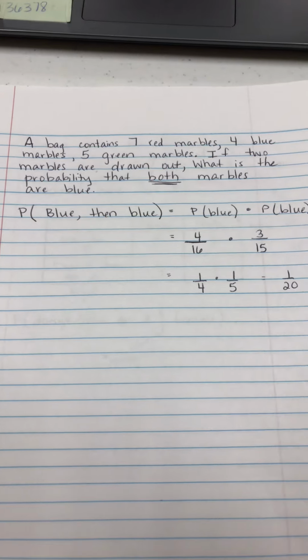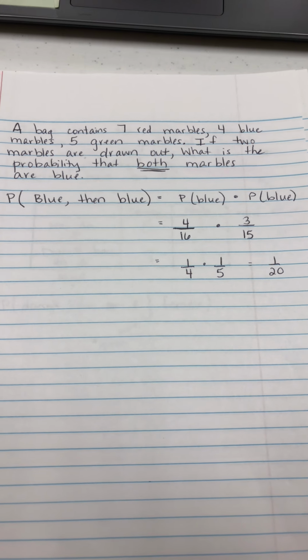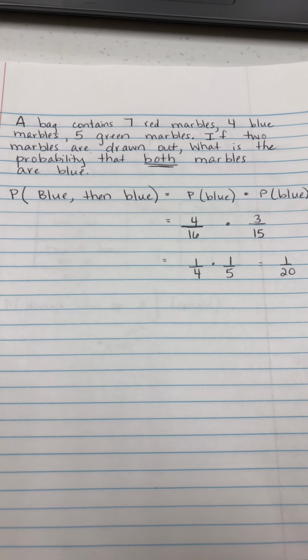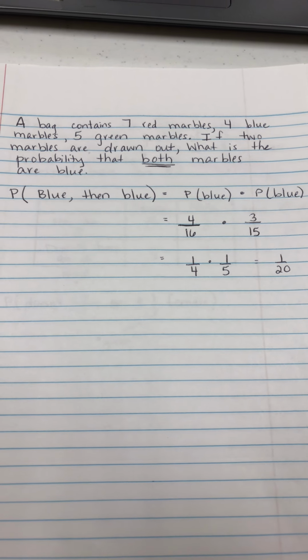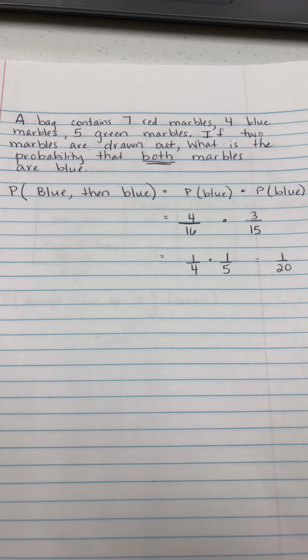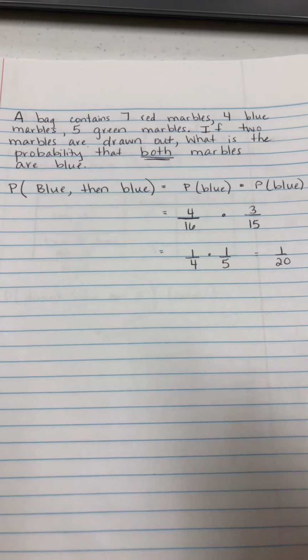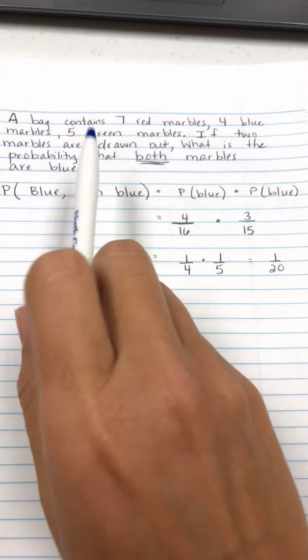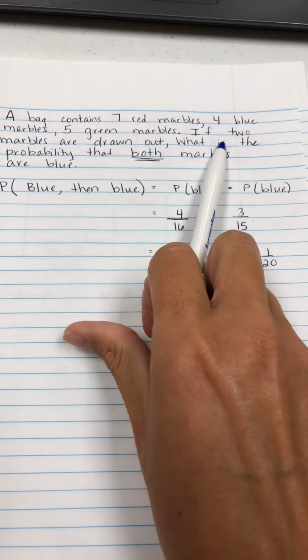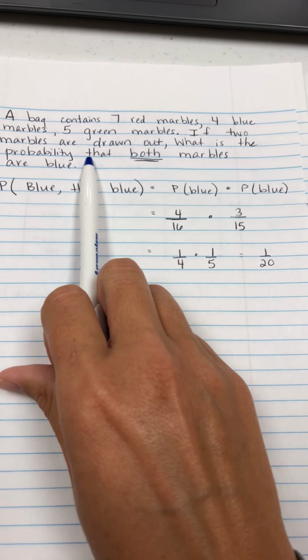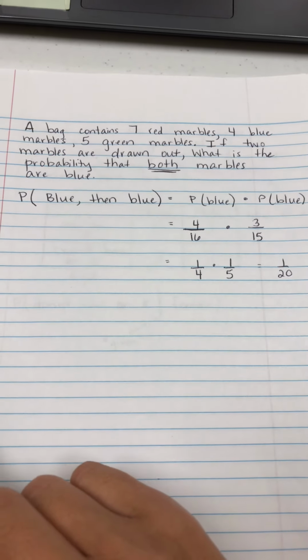Here is one example that reads that a bag contains 7 red marbles, 4 blue marbles, 5 green marbles. If 2 marbles are drawn out, what is the probability that both marbles are blue? Now here in this situation, if you were to tally up the 7 reds, the 4 blues, and the 5 greens, there is a total of 16 marbles.